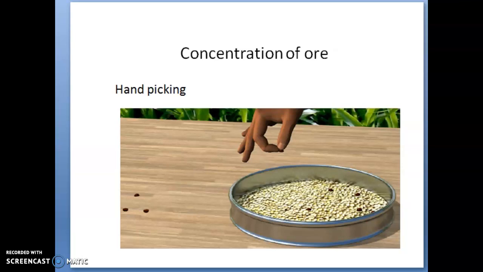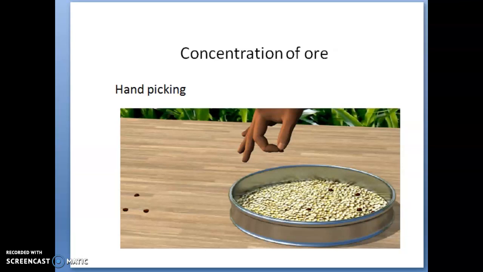Hi students, today we are going to understand in more detail the process of concentration of ore. In the last video I told about the different steps and different methods available for the concentration of ore.